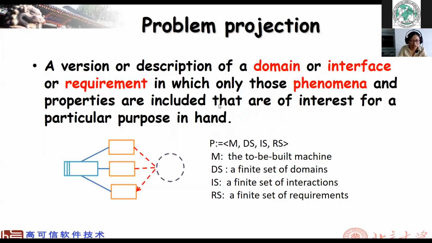And as to our problem projection, we mean that we get a version or description of a domain or interface or requirement in which only those phenomena and properties are included that are of interest for a particular purpose in hand, which means that for a problem diagram we just showed you, the projection means to get a sub-problem. This sub-problem also has the machine, the problem domain, the requirement, the interface, and the phenomenon.